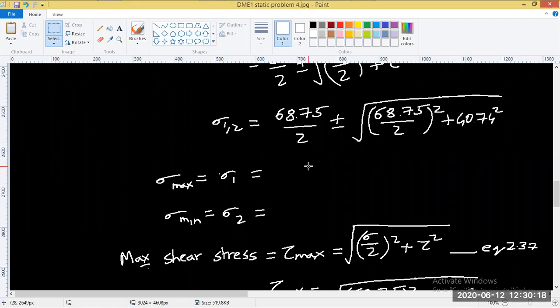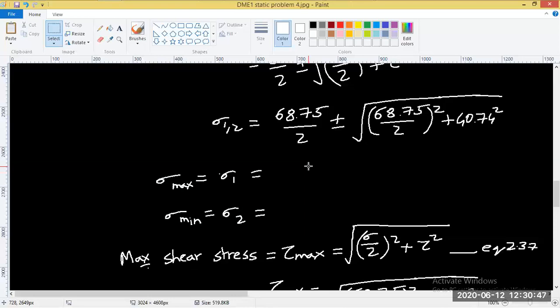So it is 68.75 over 2 squared plus 40.74 squared, and root of this. And now it is 68.15 by 2 plus 53.31.